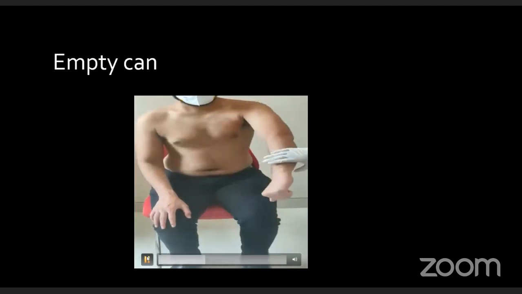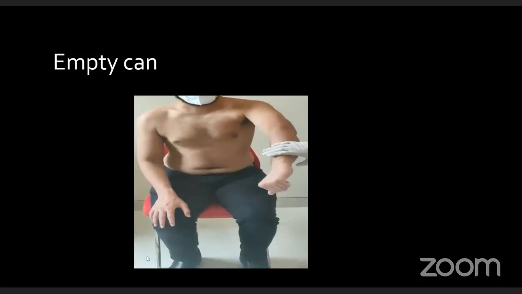So we have just done adduction in internal rotation, and his colleague is pressing his hand and asking him to lift up. So he has done like you're emptying the can. Can you see the position of the thumb? It is pointing downwards. It is just like you're emptying the can. And somebody is pressing on the elbow. If there is severe pain, this means there is supraspinatus tendinitis.